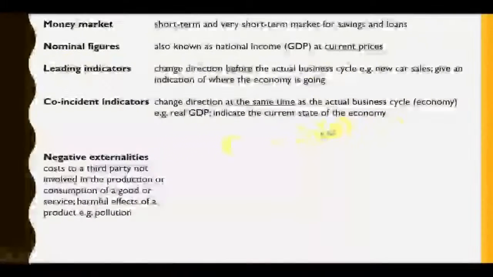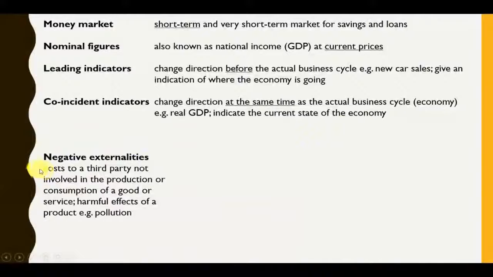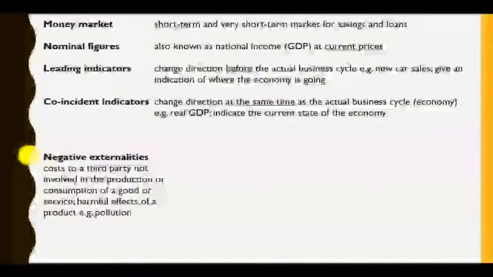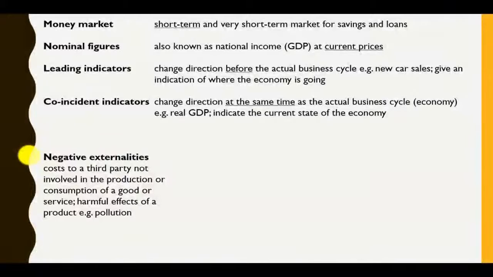Right, and then we've just spoken about positive externalities. So what is the opposite of that? The opposite of that is a negative externality. So grade 12s, with a positive externality, we use the word benefit. With a negative externality, we use the word costs. So this is a cost to a third party not involved in the production or consumption of a product.